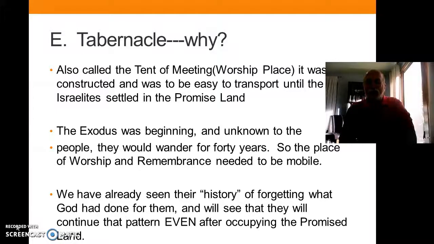And the purpose again of the tabernacle was to have a place of remembrance, to bring their minds and their hearts back to the place of thankfulness and rejoicing for what God had done in their lives.